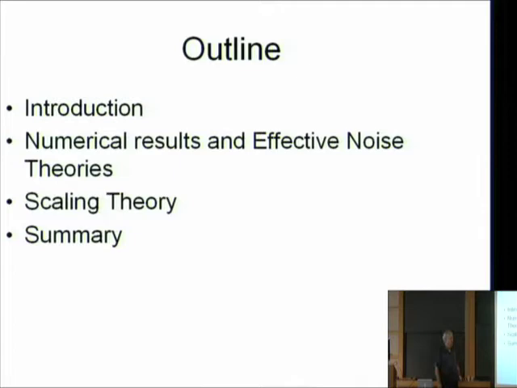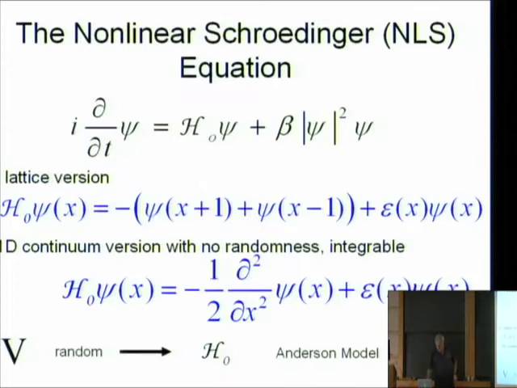When we look at this nonlinear Schrödinger equation that is defined in this way, where H0 is some Hamiltonian of the linear problem, and there are two versions. One is the lattice version that I will take care of, and the other is the continuum version, where it is part of the motivation.